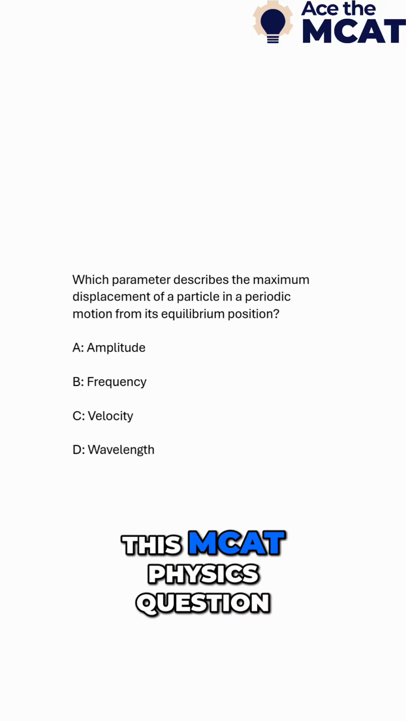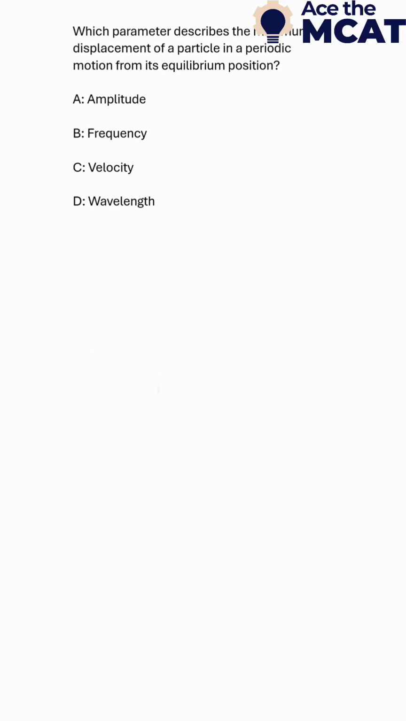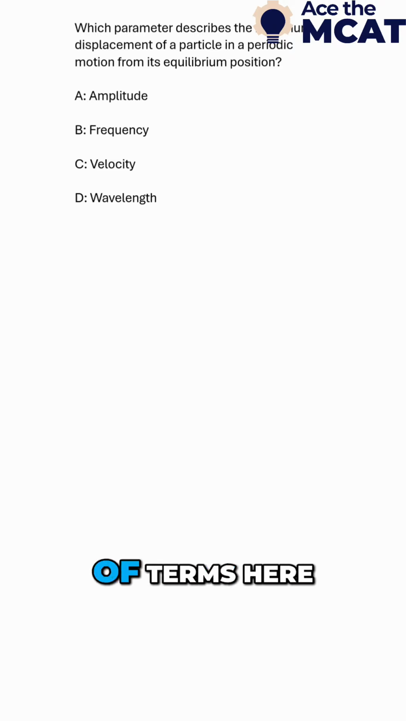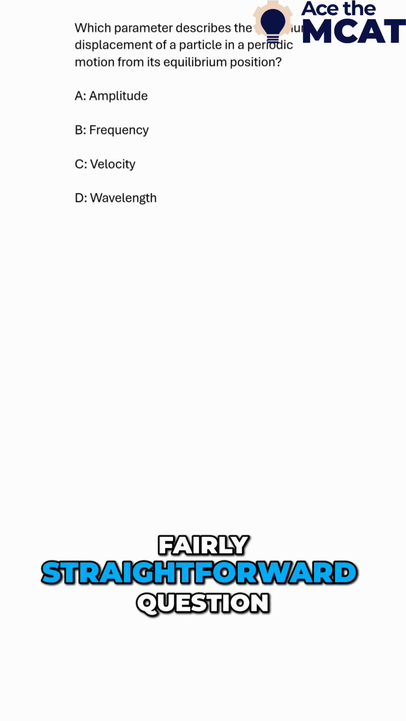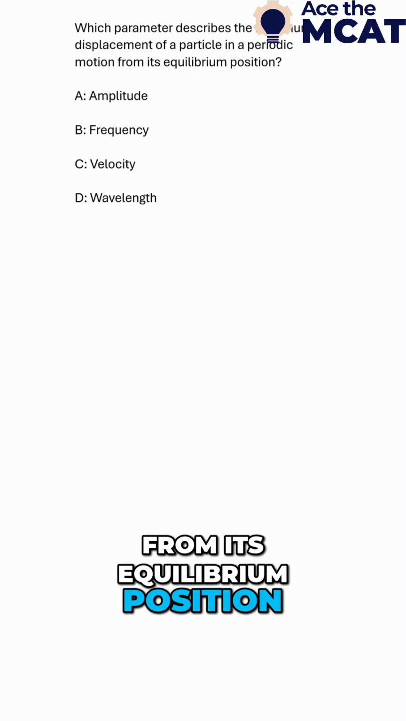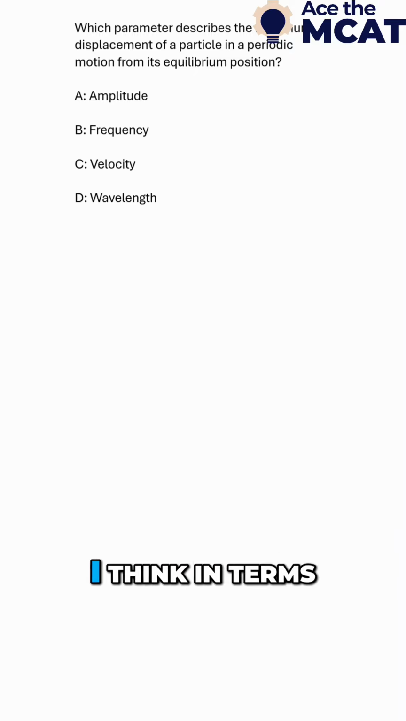So how do you answer this MCAT physics question? This question looks complicated and there are a lot of terms here, but it's actually a fairly straightforward question, right? We're talking about a particle in periodic motion from its equilibrium position. And so when we're talking about this, I think in terms of movement in the form of a wave.